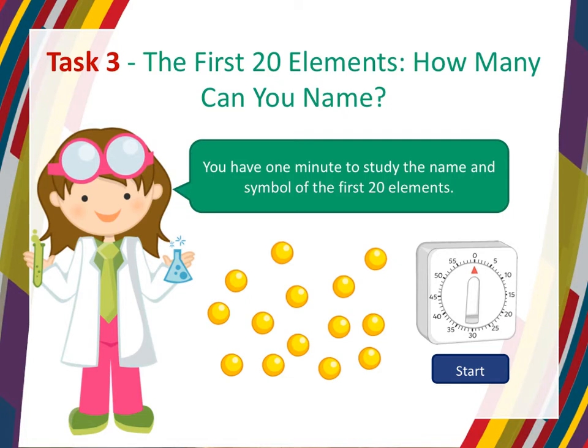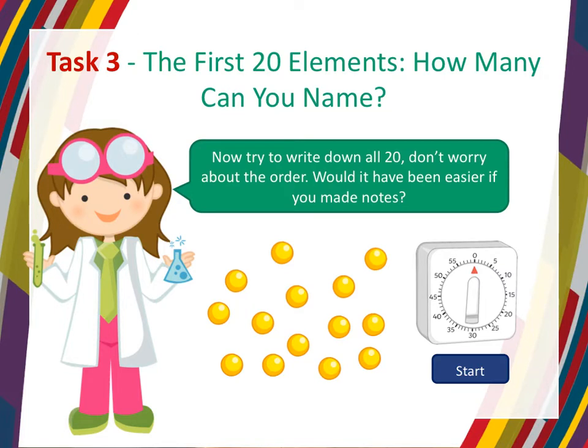Right, another quick task. The first 20 elements. So give yourself a minute, set a timer for a minute, maybe on your phone. See if you can name any of the elements in the first 20. And now try to write them down. So now that you've tried to memorize the first 20 elements, see if you can write down all 20 or as many as you can now.